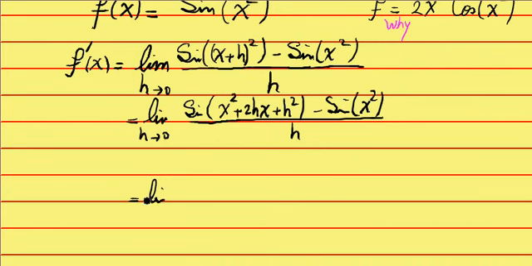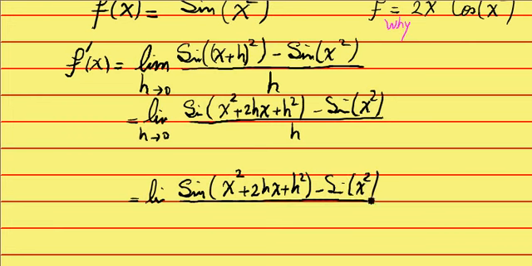Now I do the following. Just like those rationalization tricks and so on, I try to write down something in the denominator here that will match the numerator. That is, I'm going to write sine of x squared plus 2hx plus h squared minus sine of x squared. I'm going to make another fraction and enter something in numerator and denominator that will cancel each other out.